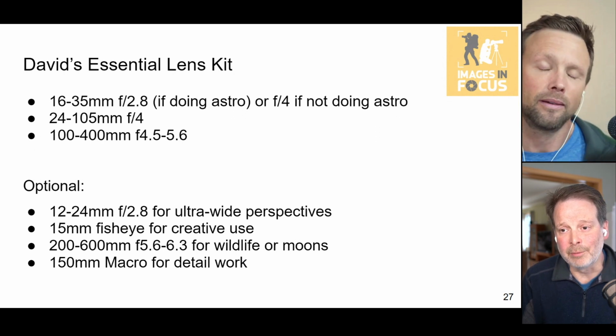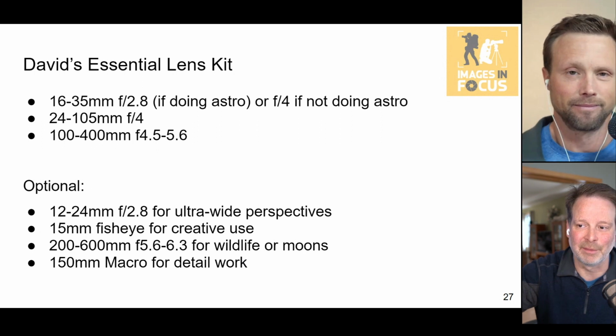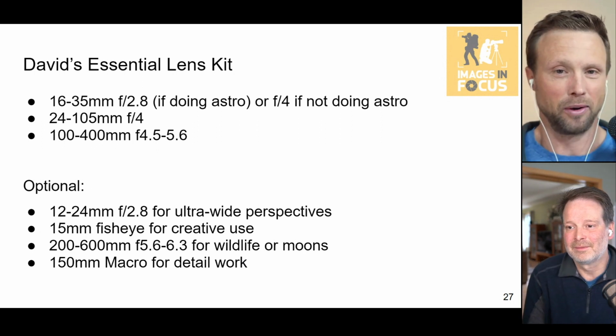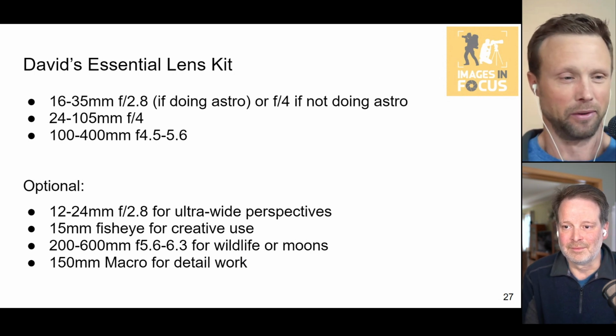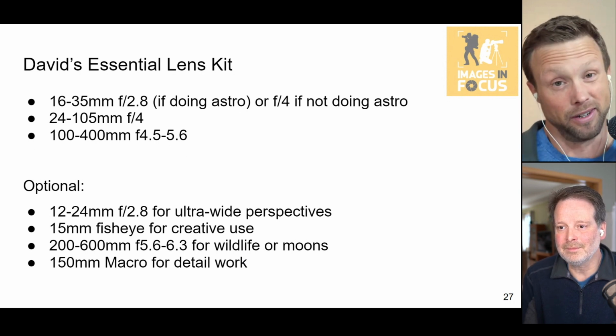But the challenge with that one, right, because it's got the bulbous front, is that using a filter with it for landscape work is difficult. Yes, it is. So if I was going to just take one wide-angle lens with me on a backpack trip, the 16 to 35 is what I'm going to choose because I like to use filters for my landscape photography.